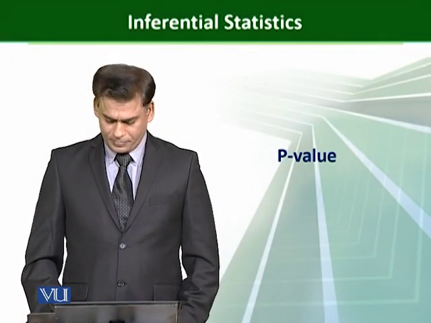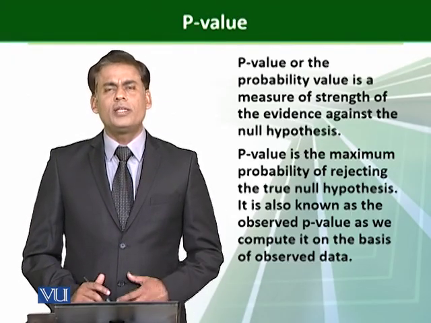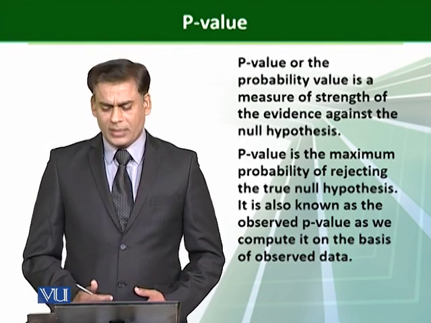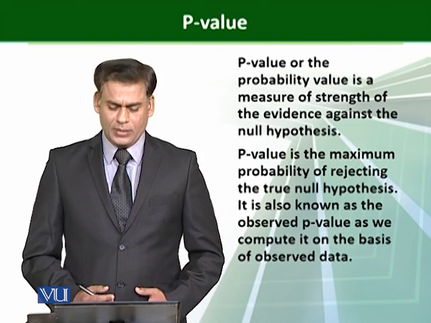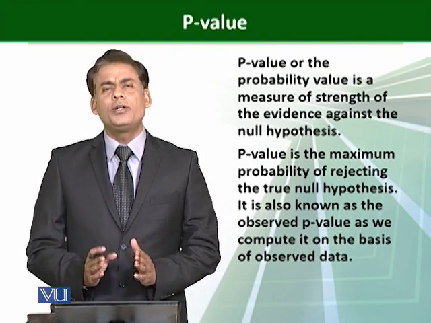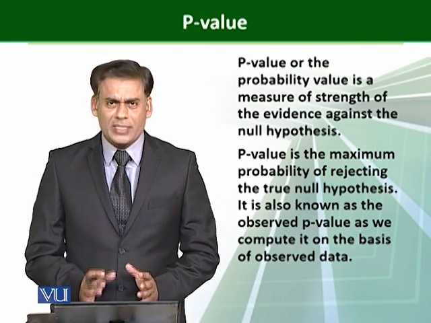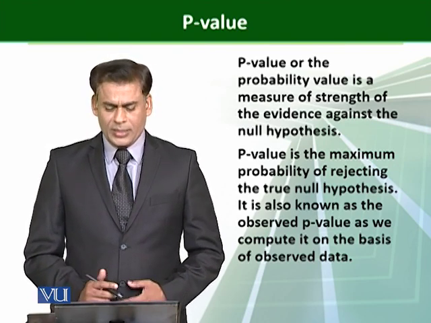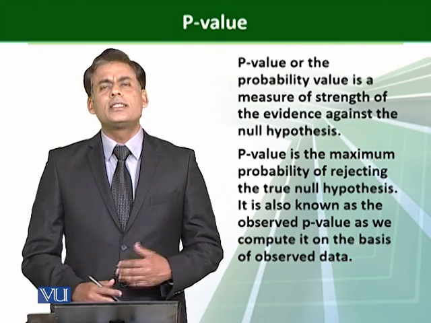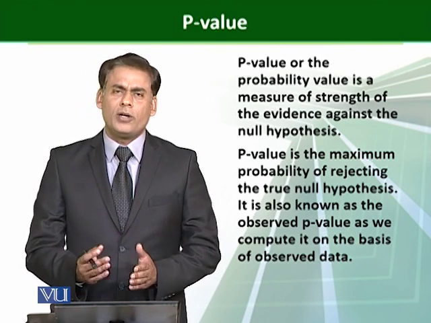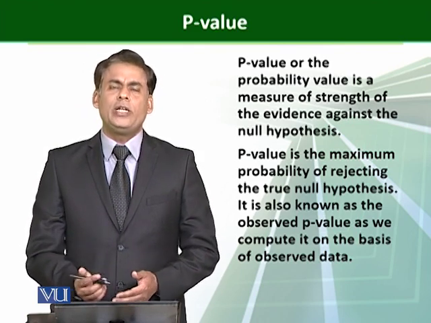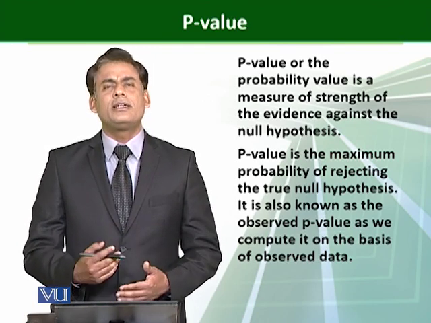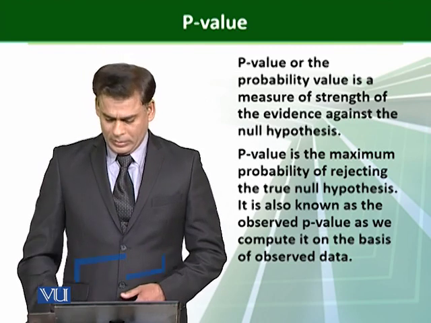P-value. P-value, or the probability value, is the measure of strength of evidence against the null hypothesis. So P-value, basically how we are going to define it, is the maximum probability of rejecting the null hypothesis. It is also known as the observed P-value, because we are going to calculate this value on the basis of the observed data. So its alternative name is the observed P-value.